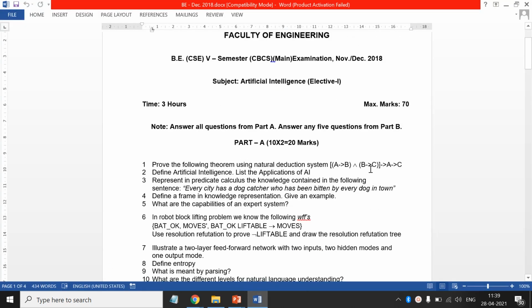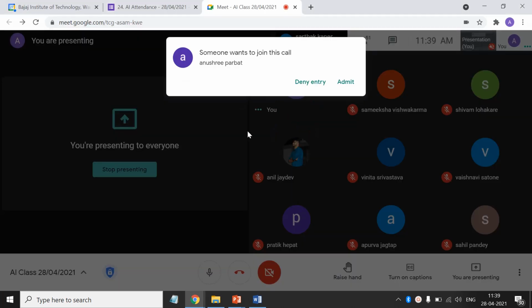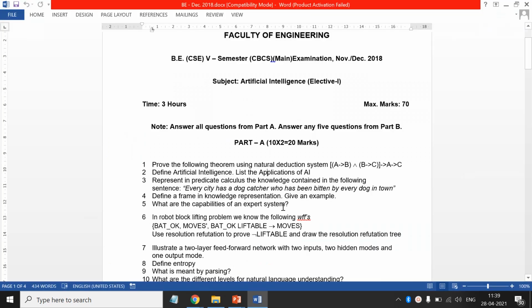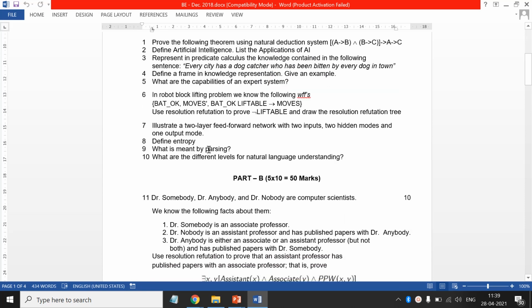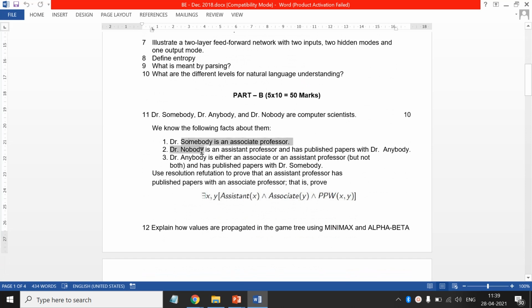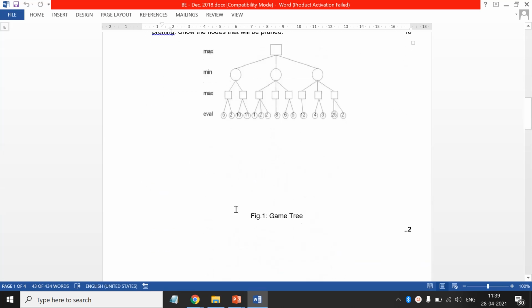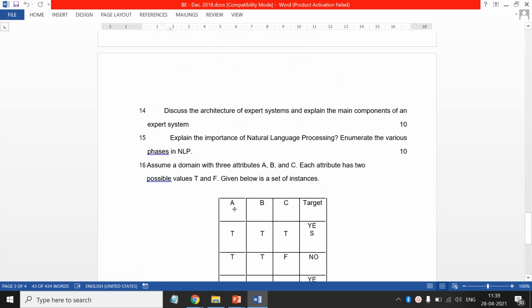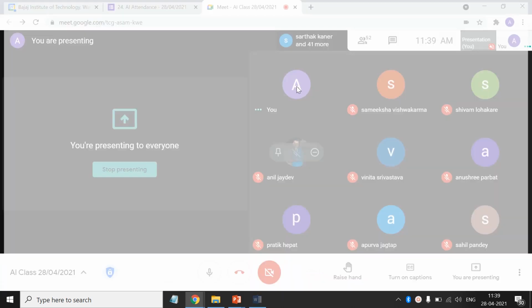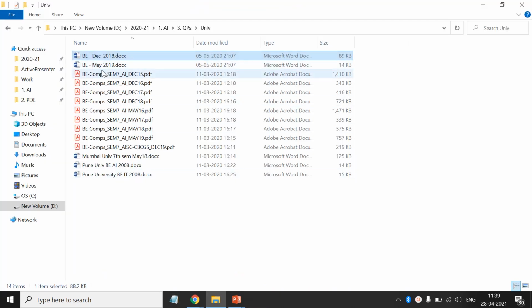It is for 2 marks only. So next, the third question is based on predicate calculus. This is based on first order logic, which is our next topic that we'll solve later on. Question number 11 is again based on first order logic. So only one question is based on predicate logic. Okay, so moving on to the next question paper.